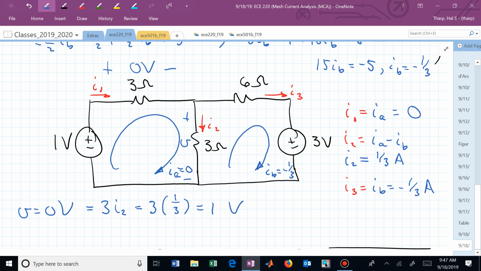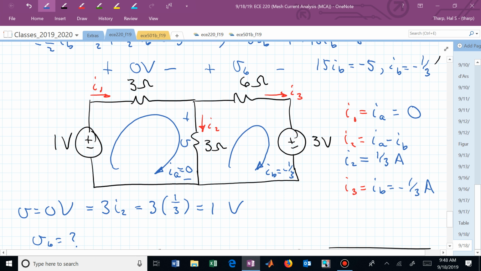We good? What about this voltage? Let's call it V sub 6. Do you see how you can check your own work now? You can back all of this stuff out and try to convince yourself of what you would measure in the lab. What's V sub 6?